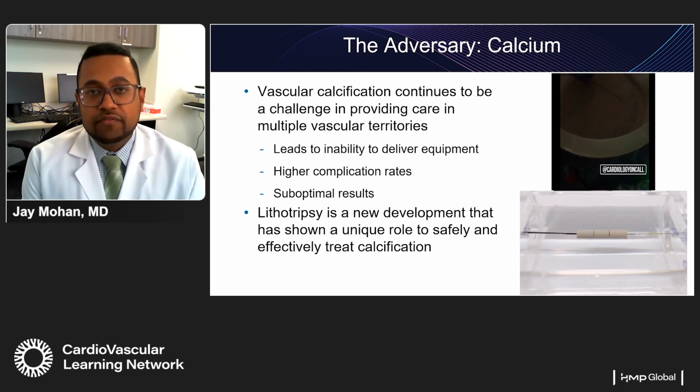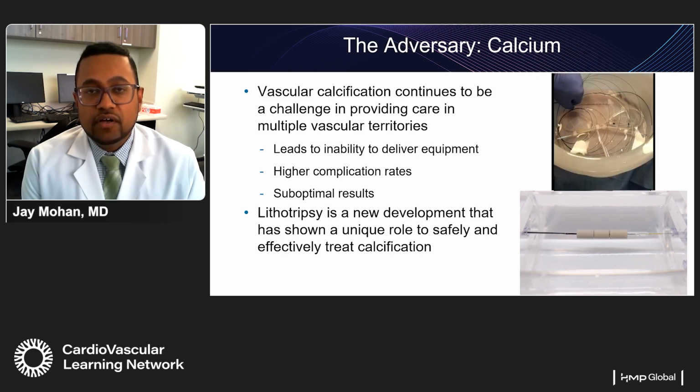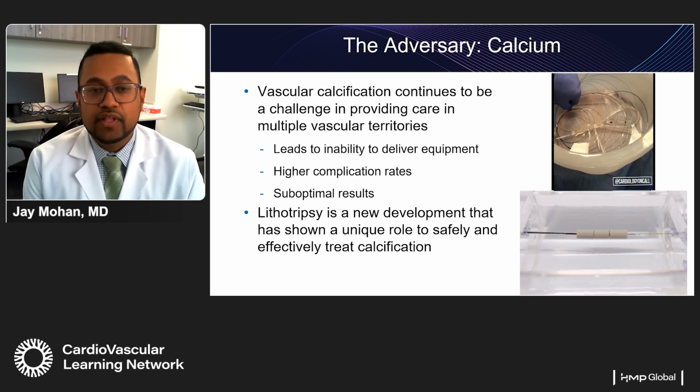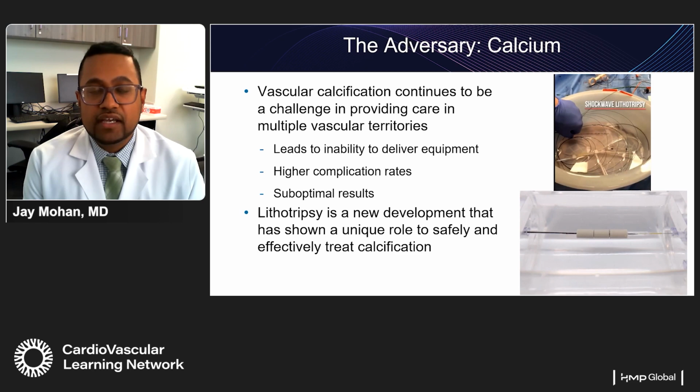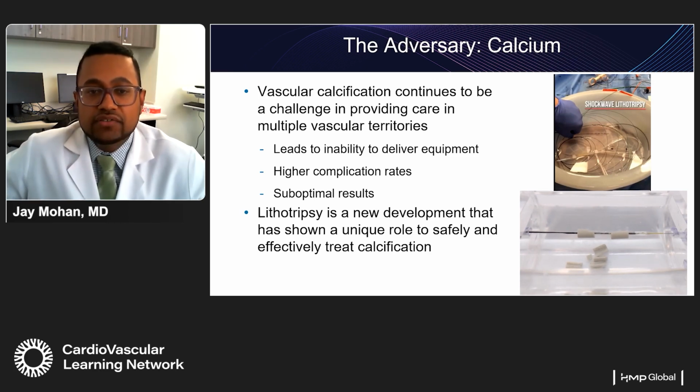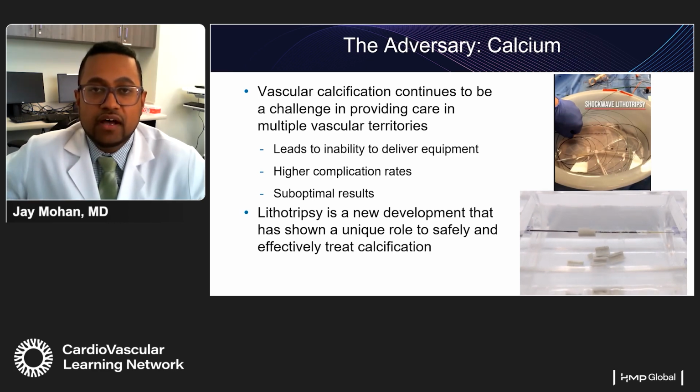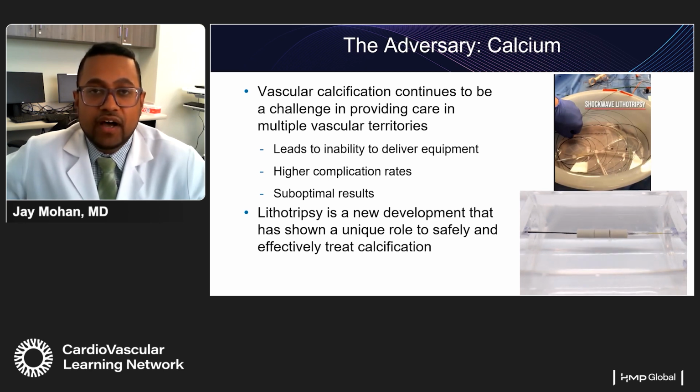As we've seen in the coronary system, the same thing exists in the peripheral system: when there's a lot of calcium, we run into a lot of complications. We can do an amazing structural heart procedure, but at the end, when we're dealing with our access site, if there's a lot of calcium, we tend to run into vascular complications. And if we don't adequately treat the calcium, we run into a lot of suboptimal results. We're learning more and more that modifying plaque and calcium leads to better outcomes.